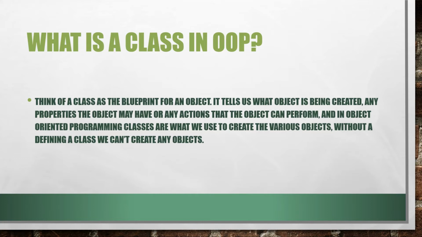So remember, the key thing to take away from this is that a class in OOP is simply the blueprint for an object. It tells us what object is being created, any properties the object may have, and what actions the object can perform. This is all within a programming sense.